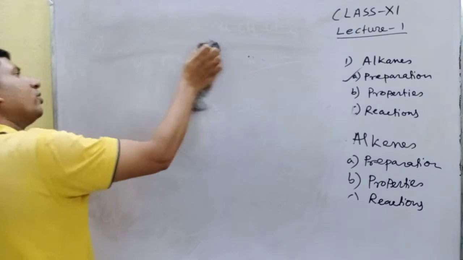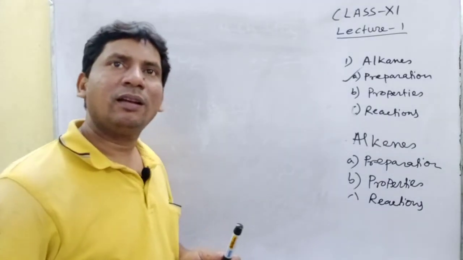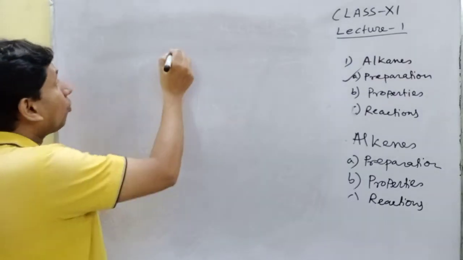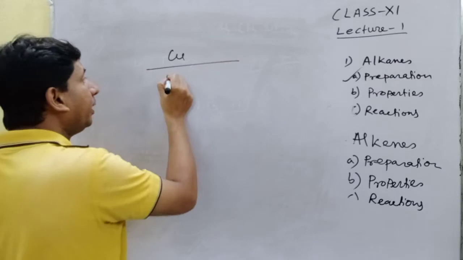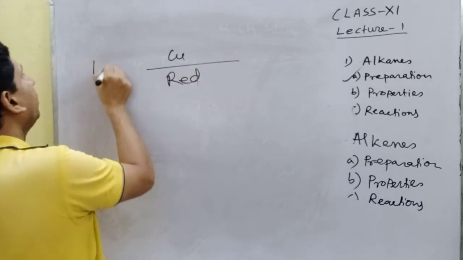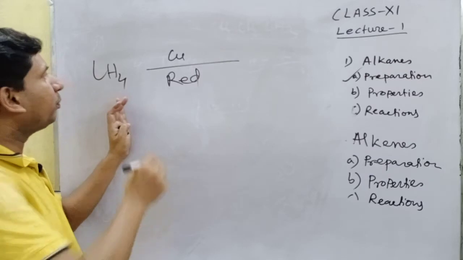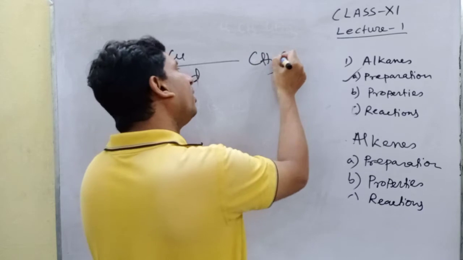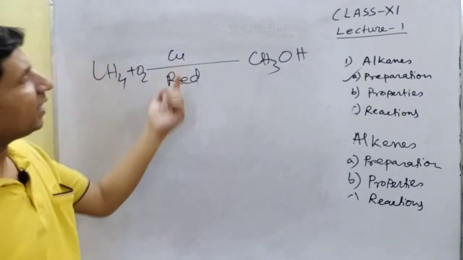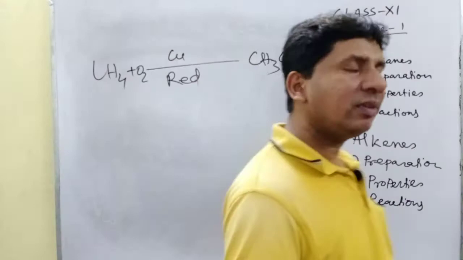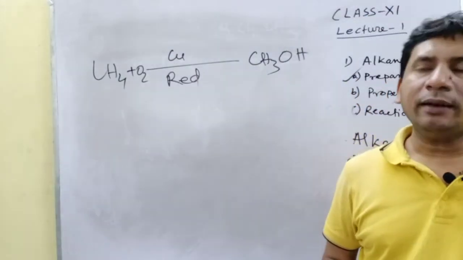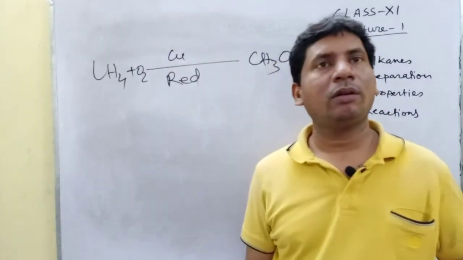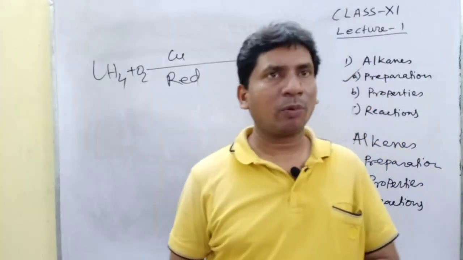This is known as catalytic oxidation because it happens in presence of a catalyst. If we use a red hot copper tube, then methane plus oxygen can combine to form methanol. This is also catalytic oxidation because copper is the catalyst here. In this way we can get different types of molecules, and these are oxidized molecules. No problem.